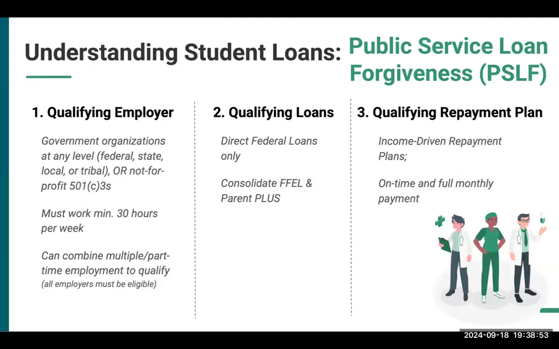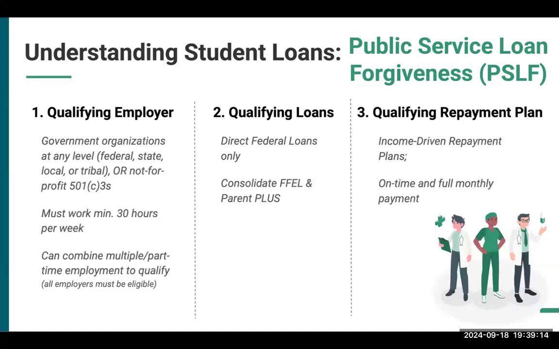So if you've worked for 3, 4, maybe more qualifying employers over that time period, those can all retroactively count towards this program. Okay. You don't need to have worked for the same employer for the entire time, right? You can work for different employers, again, as long as they are qualifying. So that's number one, your employer.